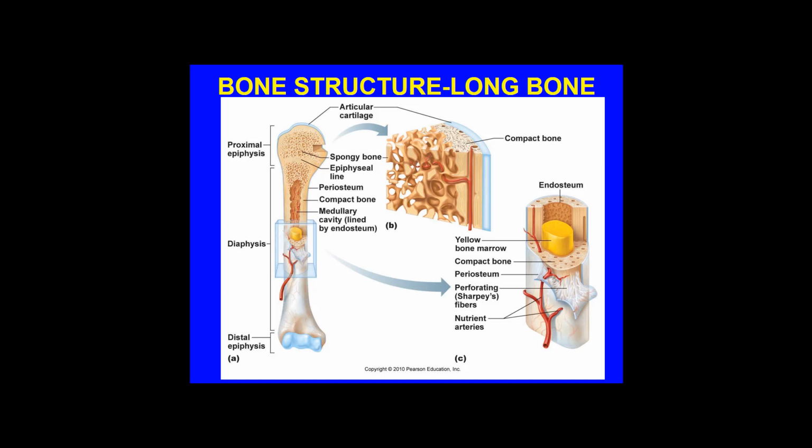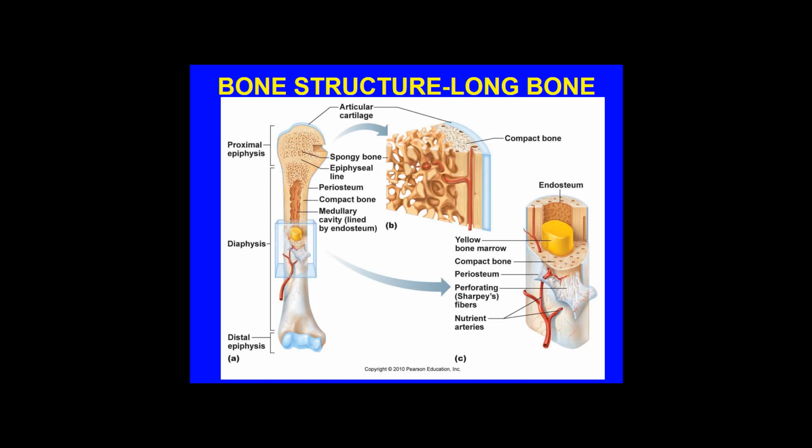When you look at the long bone, we're going to take a look at that for a minute. The shaft of the long bone is referred to as the diaphysis. It has a thick collar of compact bone for structural support, as well as a hollow central medullary cavity. This is the cavity where you're going to find marrow present.